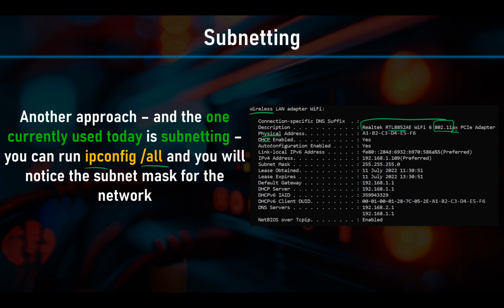DHCP, the Dynamic Host Configuration Protocol. That's going to be used for the device to request a dynamic IP address from the DHCP server, either the router or the ISP's DHCP server. Auto configuration, I'm not really sure what that's going to specify.